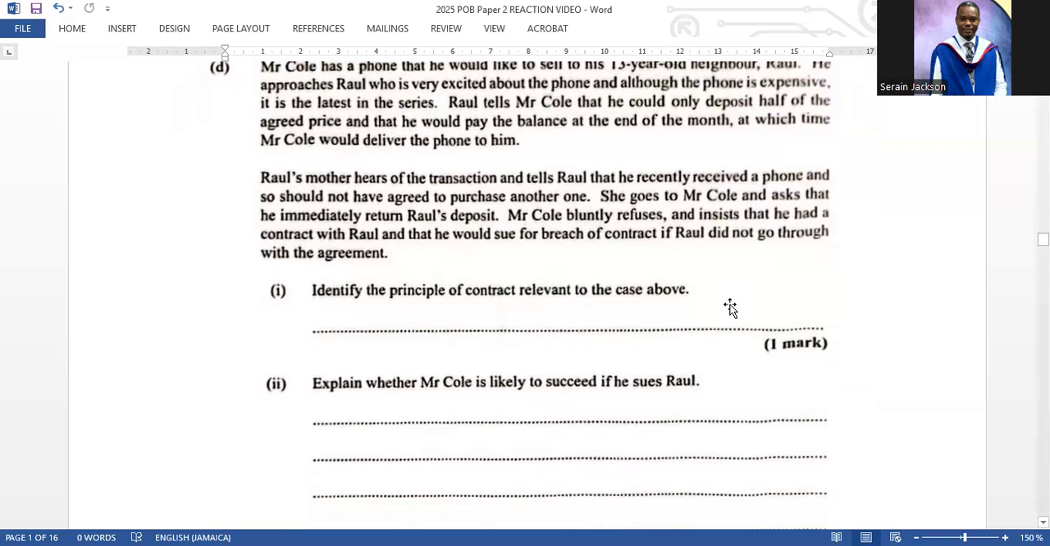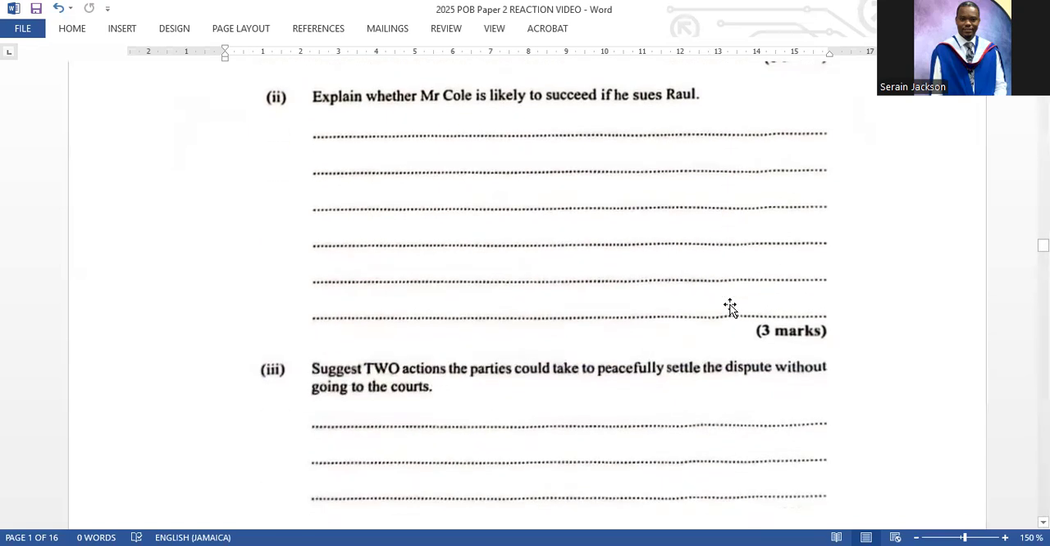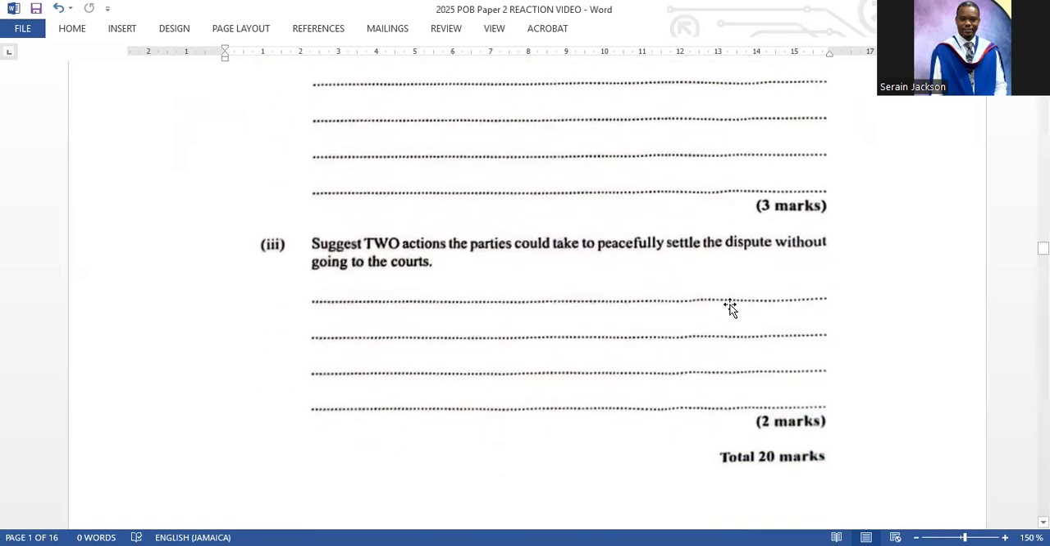They're asking you to identify the principle of contract relevant to the case above, and if Mr. Cole would succeed. Well, let me give you a little hint, because this one is juicy. He would not succeed. Why? Because Raul is a minor, he is unable to enter into a specialty contract. And so he wouldn't win per se.